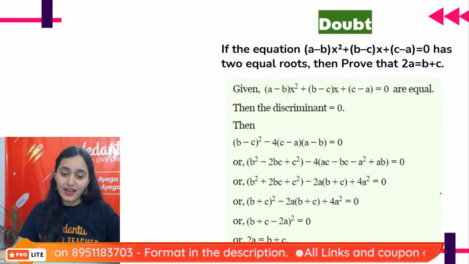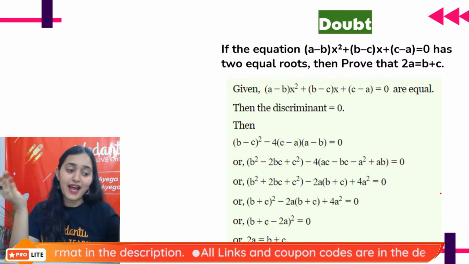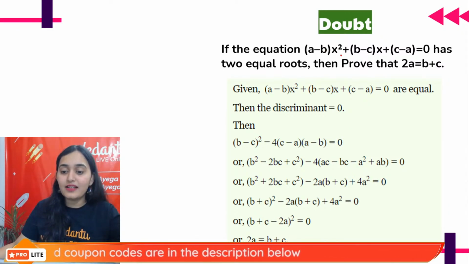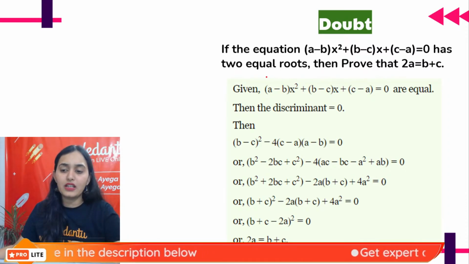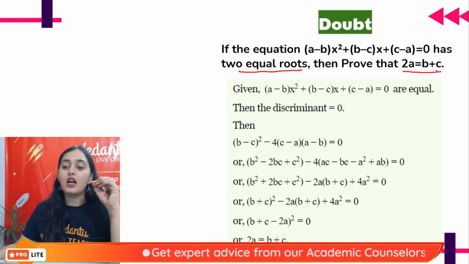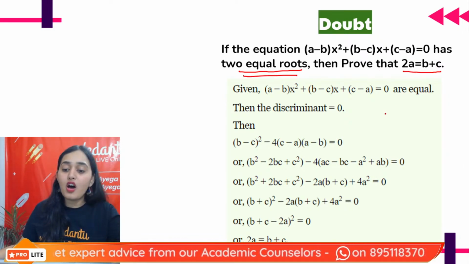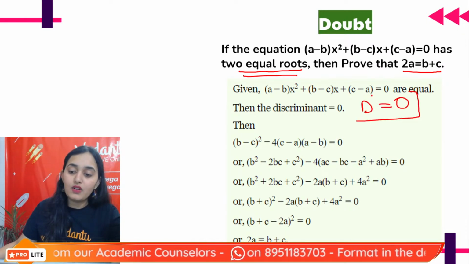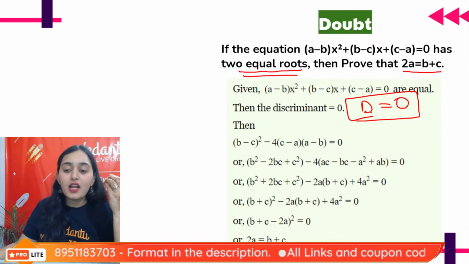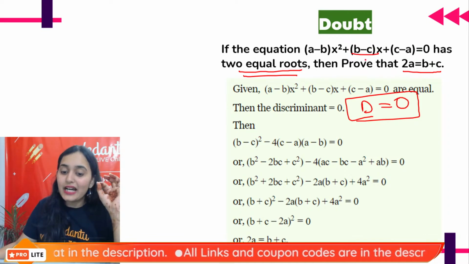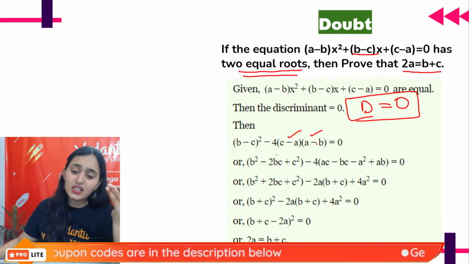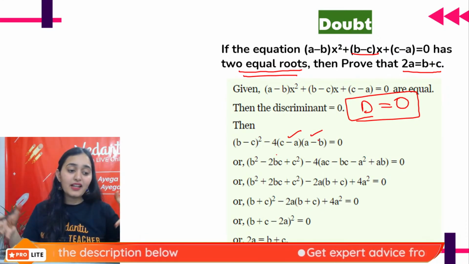Now, one student has asked this question. Now, I don't understand why you had asked this question. It is so easy. In the question, they have given you x square plus x plus something is equal to 0. It has two equal roots and then proving that 2a is equal to b plus c. Two equal roots means what? Discriminant is equal to 0. Right? Now, what is discriminant? Your middle term b square minus 4 first term and the last term. Just put everything in the formula and solve it, right?